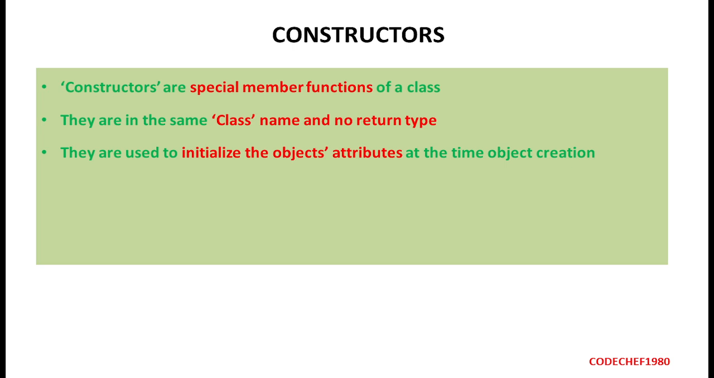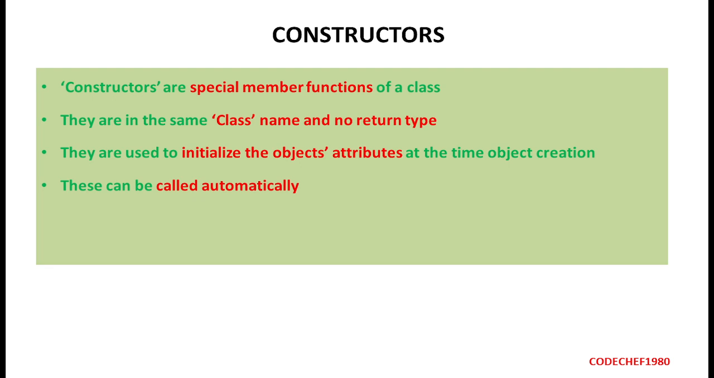So what is the exact use of a constructor in our programming? Very simple, it is used to initialize the object's properties at the time of object creation. When we create the object for the class, at that time itself we can initialize the values of the objects automatically. That is the exact role of a constructor in C++ programming and also in other advanced programming languages.